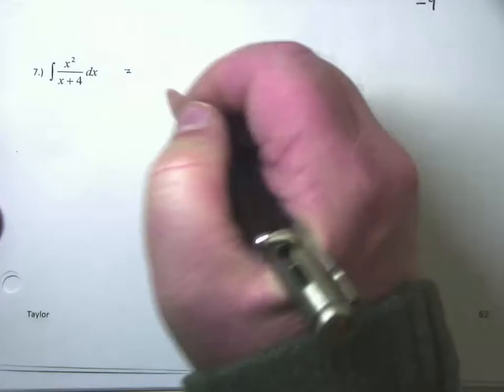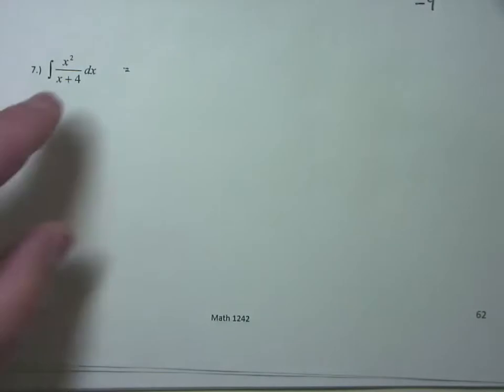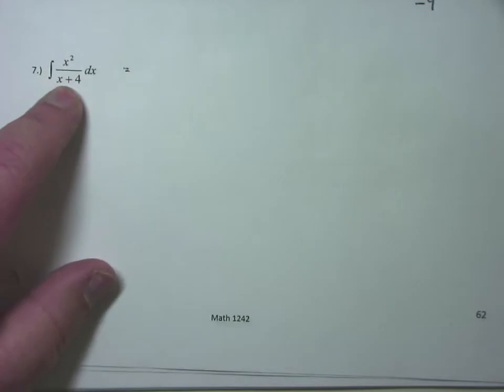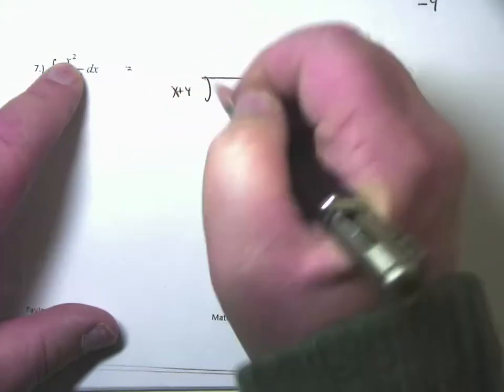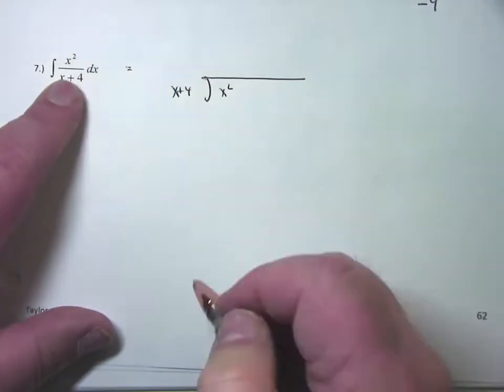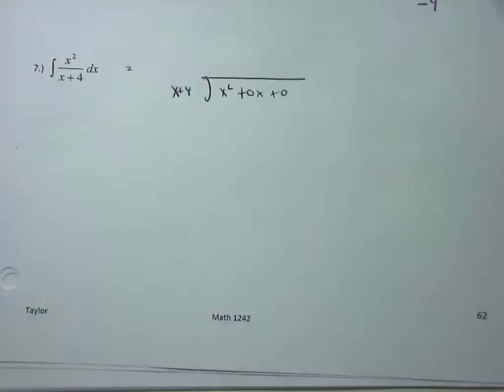So this is going to turn into, well, first you'll notice that I can't integrate this guy because the degree of the numerator is bigger than the degree of the denominator. So I've got to use long division. I'm dividing by x plus 4. The numerator is x squared, but there are some terms missing, so I've got to put 0 in there: plus 0x plus 0. Now play the game.